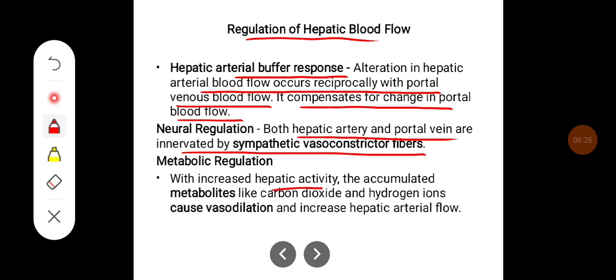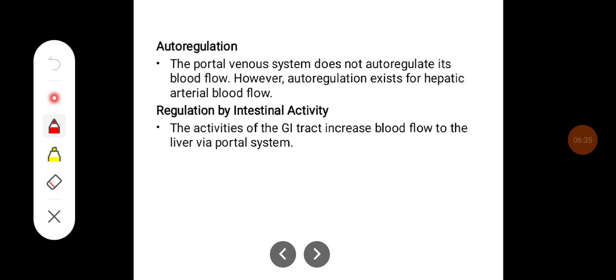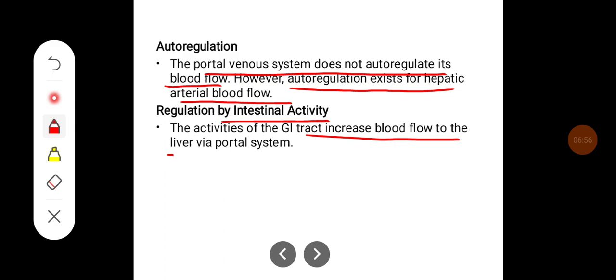With increased hepatic activity, the accumulated metabolites like carbon dioxide and hydrogen ions cause vasodilatation and increase hepatic arterial blood flow. There can be autoregulation. The portal venous system does not autoregulate its blood flow. However, autoregulation exists for hepatic arterial blood flow. And it is also controlled by regulation of the intestinal activity. The activities of the GI tract increase the blood flow to the liver via portal system.